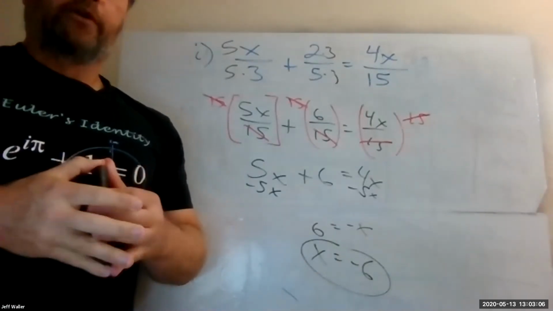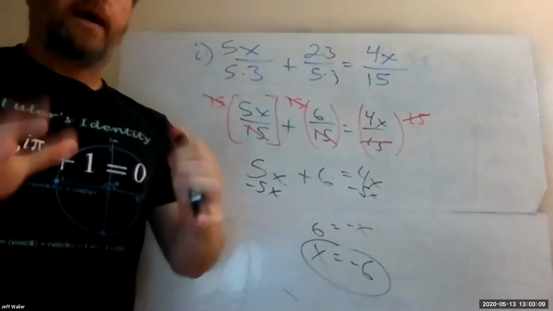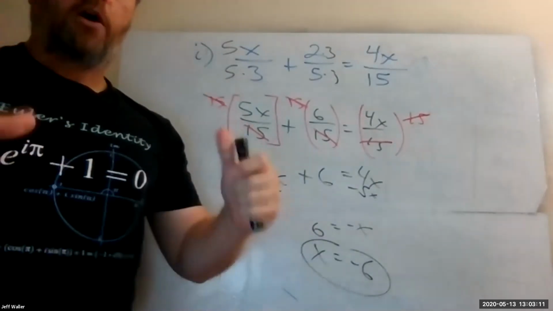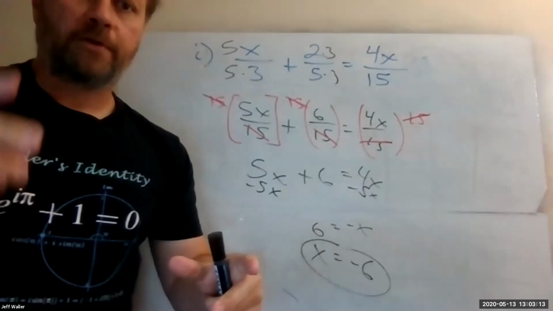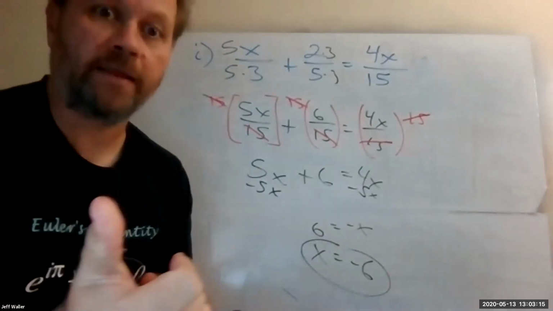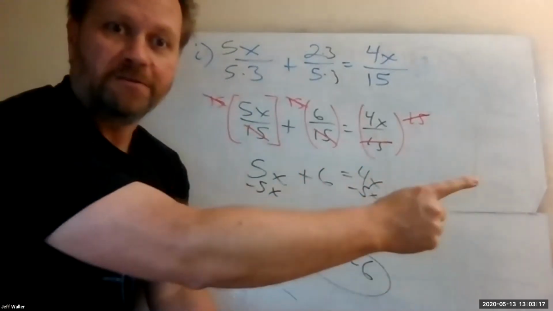So I have no idea if you remember that, but if I make all the bottoms the same, that means they're all being divided by the same number. So how do I kill that? I just multiply by that number, and then they all cancel.